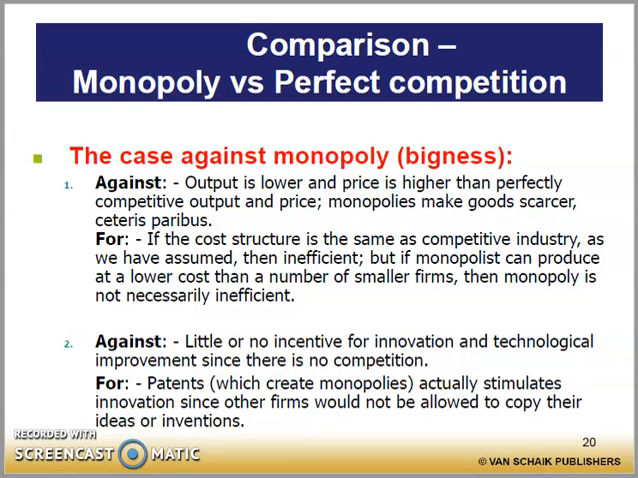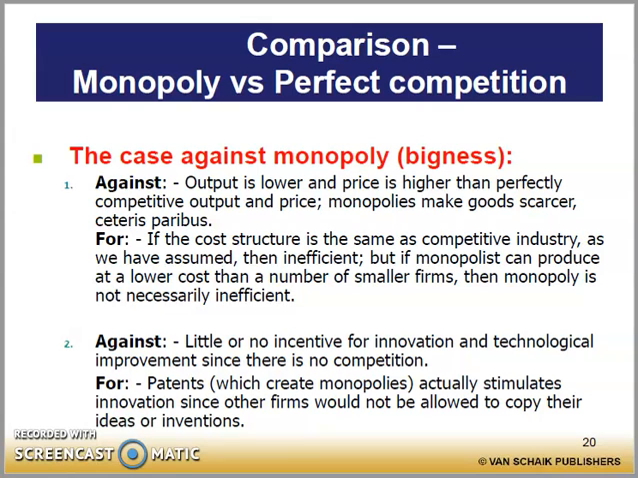Secondly, critics of monopoly often argue that there is little or no incentive for innovation or technological improvement under monopoly. So since there is no competition, management may decide to take things easy, avoiding the risk associated with innovation. However, it may be argued that only large firms have the resources required for significant innovation.